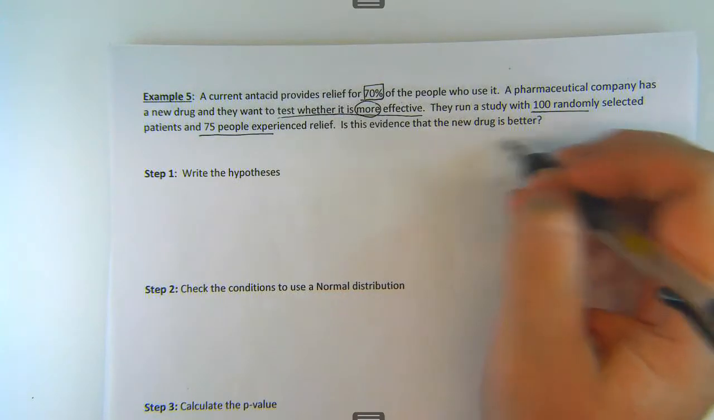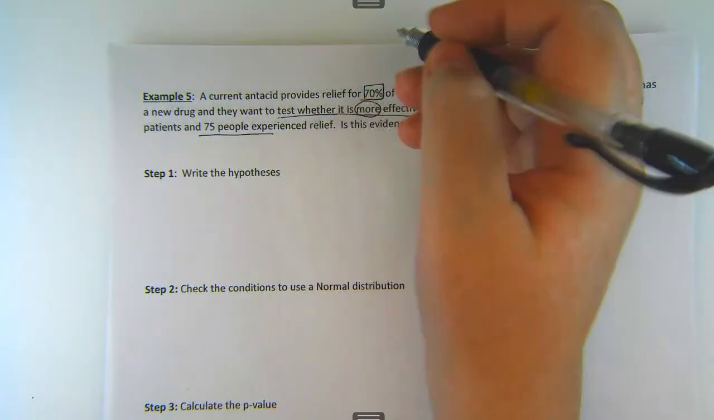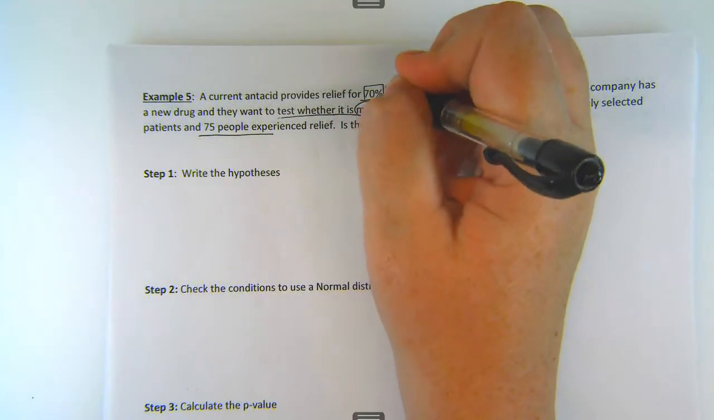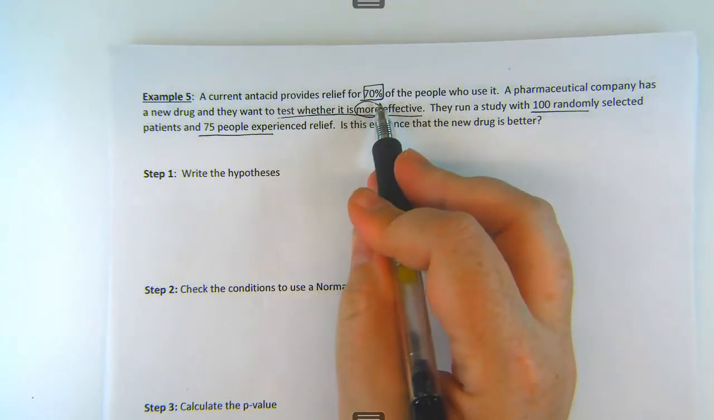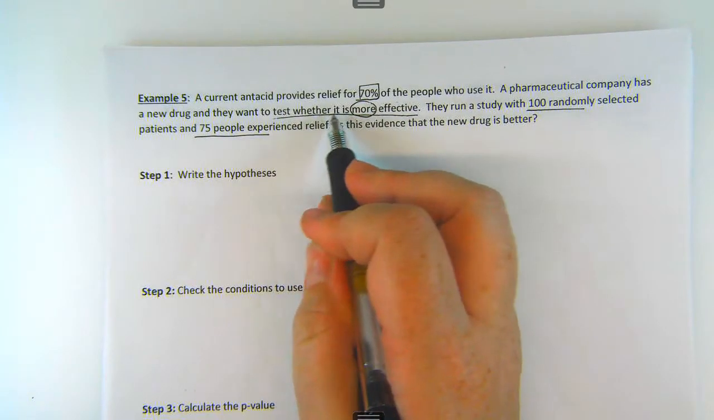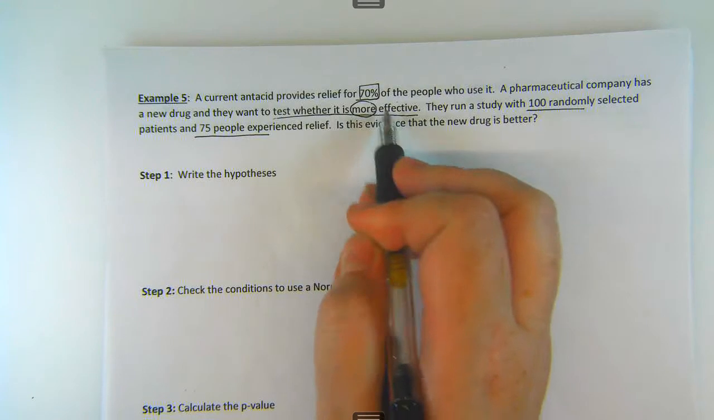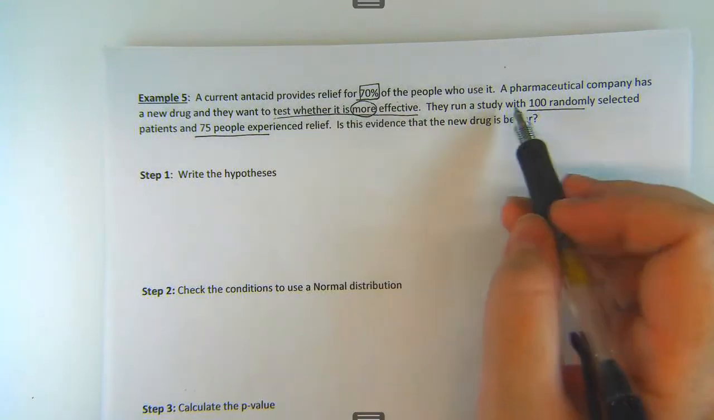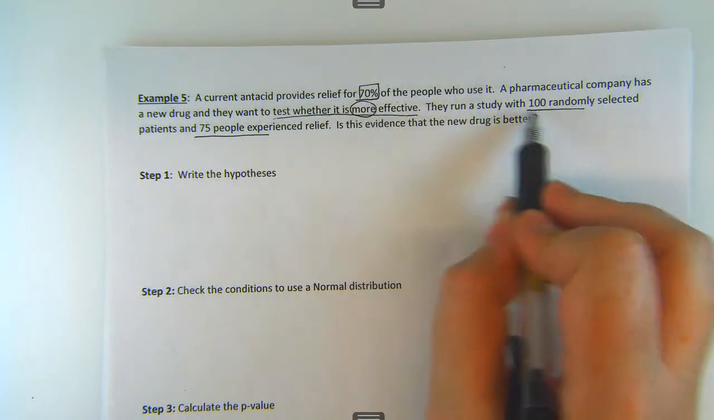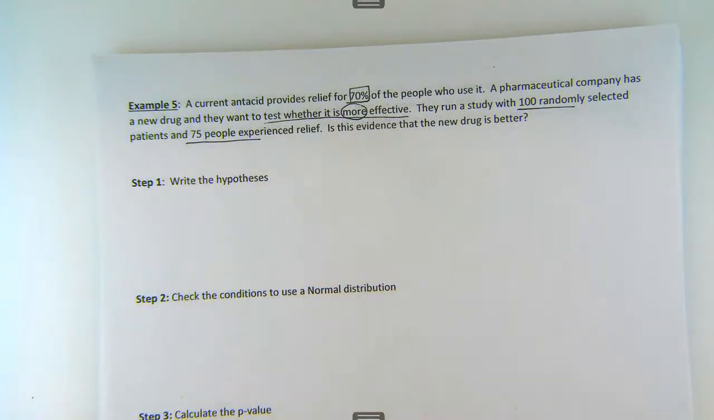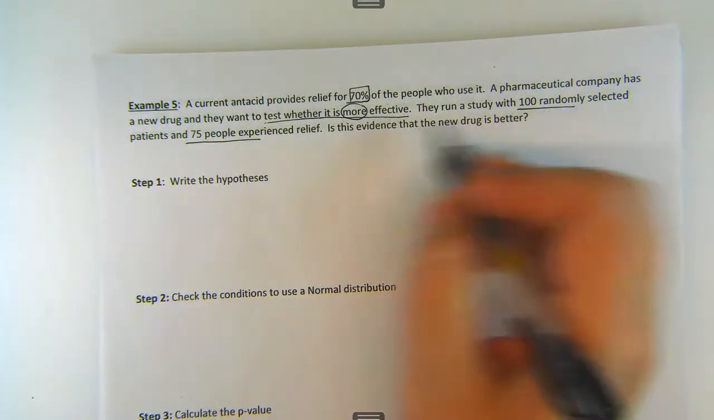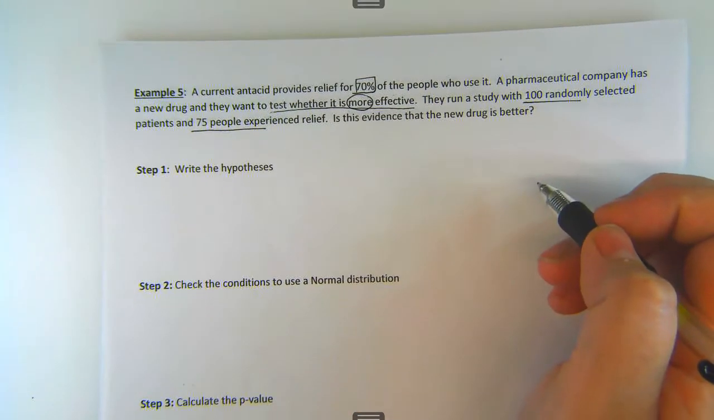So the pieces that we're getting here, this is giving us an idea of what's happened in the past, which links to our null hypothesis. Here they're telling us what we want to test, and that links to our alternative hypothesis. And then what we have here is some sample data. And the sample data never goes into the writing of the hypotheses. This is just telling us what we'll test later on.